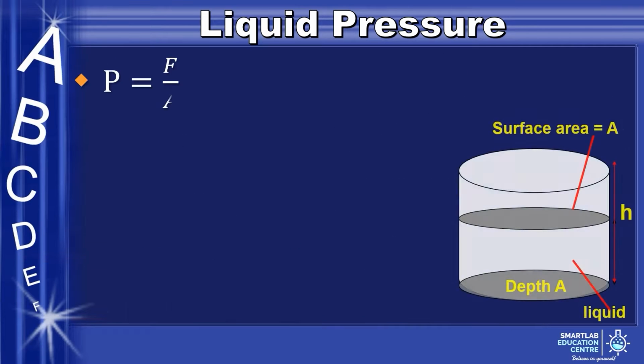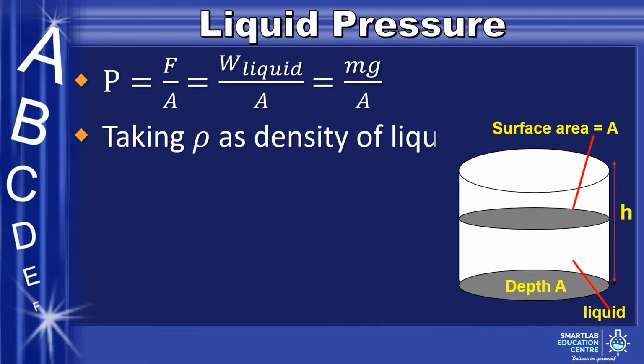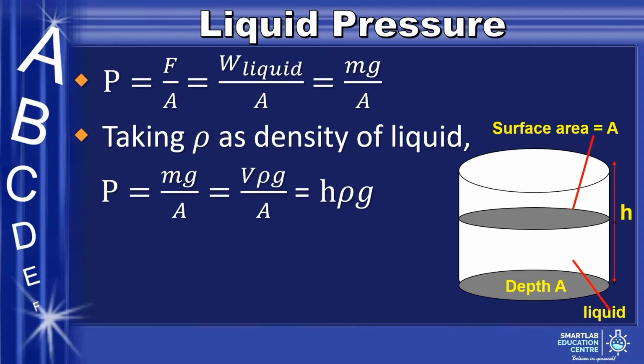By using the formula, we can substitute pressure with the weight of the liquid. This gives us mg over A. Taking ρ as the density of the liquid, we can further evaluate it as Vρg over A. Hence, we can say that the pressure is the product of liquid density, depth, and the gravitational field strength.